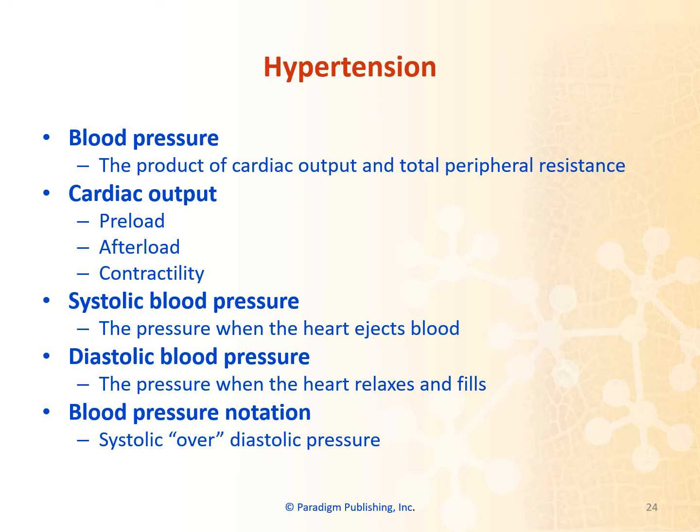Hypertension is high blood pressure. Blood pressure is the product of cardiac output and total peripheral resistance. Your cardiac output is determined by preload, afterload, and contractility. Systolic blood pressure is the pressure when the heart ejects blood, and diastolic blood pressure is the pressure when the heart relaxes and fills. Blood pressure notation is systolic over diastolic pressure.